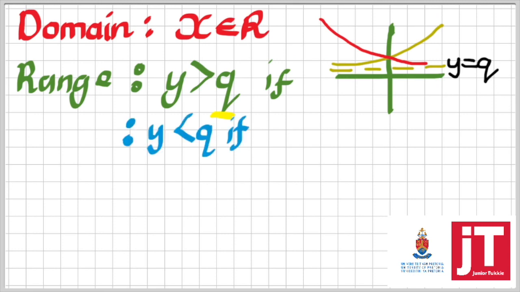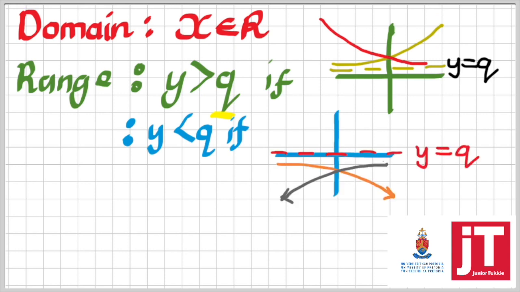And also, your y is less than q only under the following condition. I'm going to draw the graphs alongside as well. That is the scenario. If your asymptote is above your two curves, that's the only time where your range of values will be y less than q.